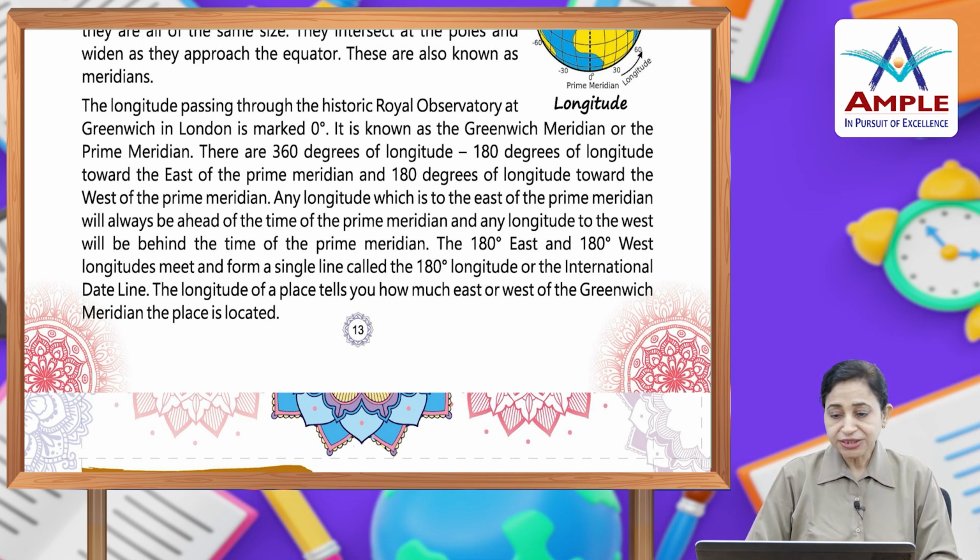The 180 degree east and 180 degree west longitudes meet and form a single line which is called the 180 degree longitude or the international date line. The longitude of a place tells you how much east or west of the Greenwich meridian the place is located.